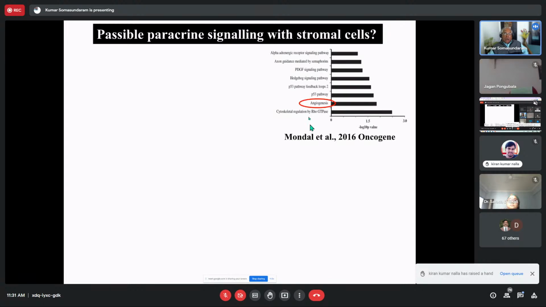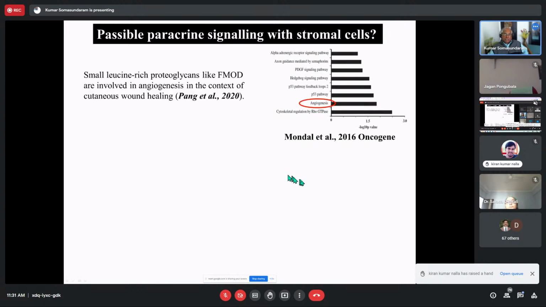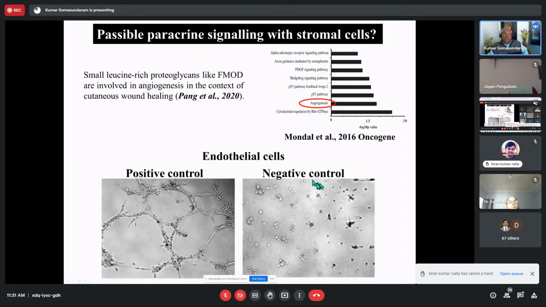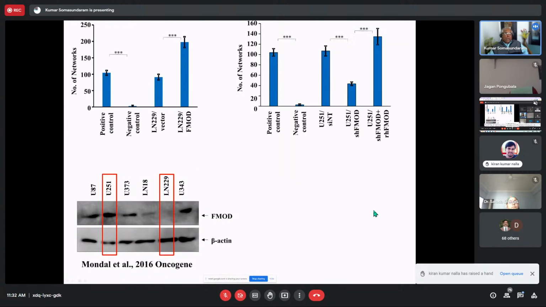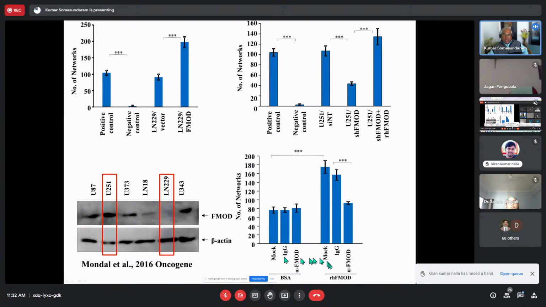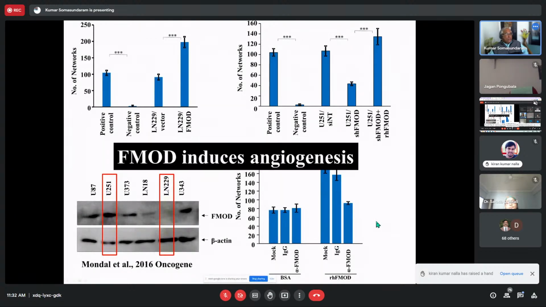So based on our own studies as well as from the literature study, we understood that it may have some angiogenesis inducing functions. We use this famous assay where you can promote the endothelial cells to form a so-called angiogenic network. We essentially prove that both FMOD derived from the conditioned media from the cells as well as a recombinant FMOD can induce the endothelial cells to form an angiogenic network.